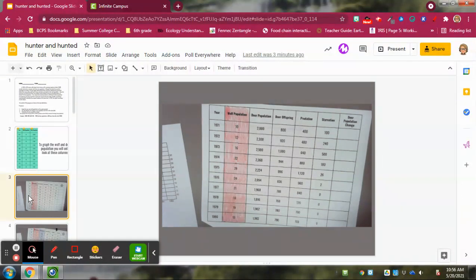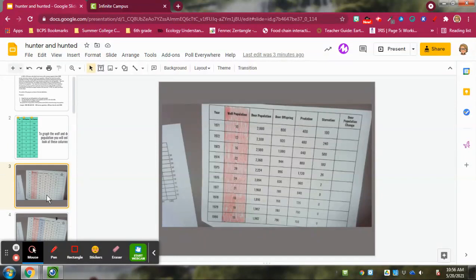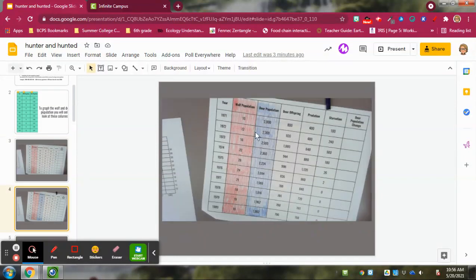Okay. Now, the first thing you want to do is get a colored pencil. You want to color in where it says wolf population. You can do it really quickly. It shouldn't take very long. Okay, once you finish that, you're going to do the same thing with the deer population. So you're going to have a color for the wolf population and then a color for the deer population. Make sure that they're not the same shades of like a yellow and an orange. They need to really contrast. So like mine's red and blue.